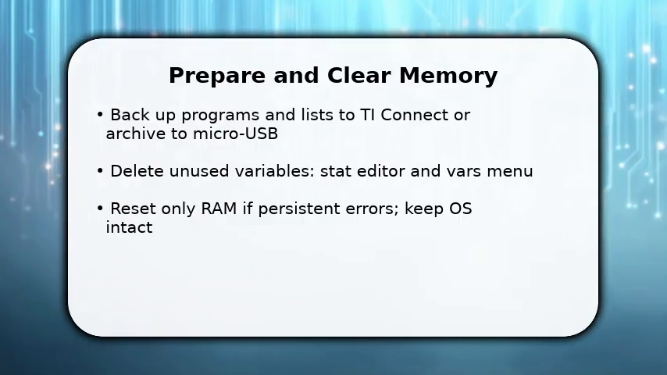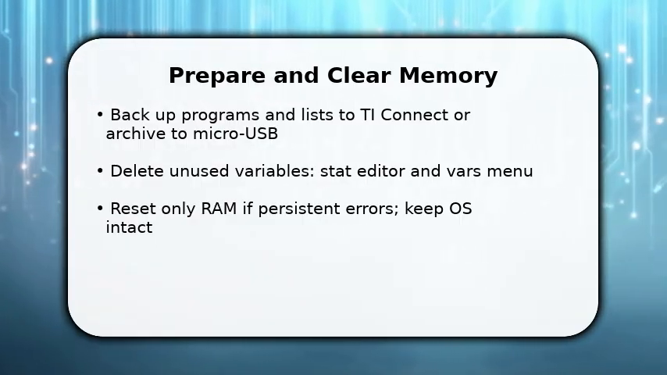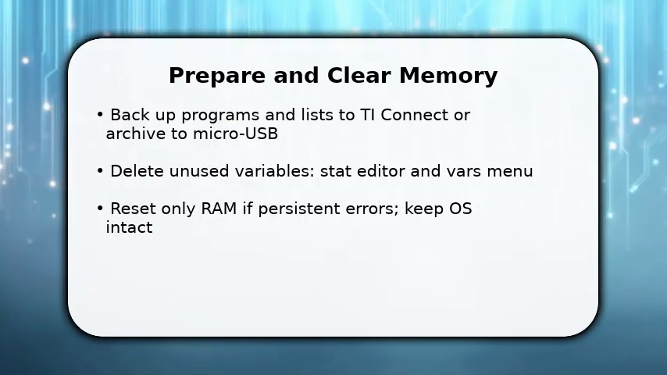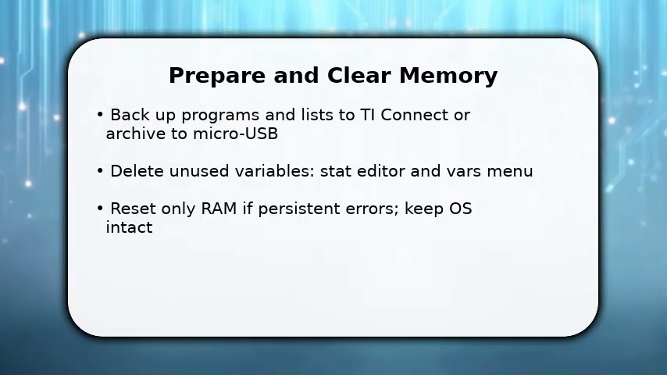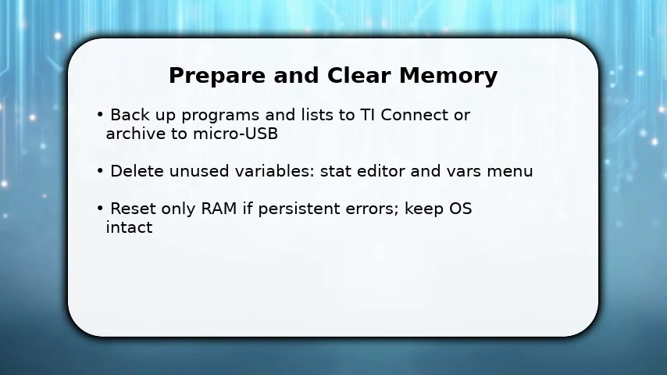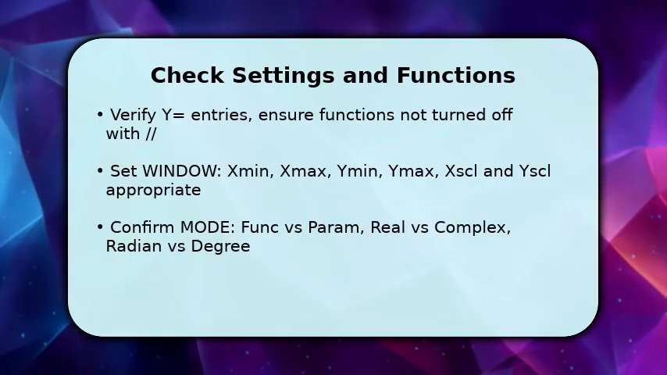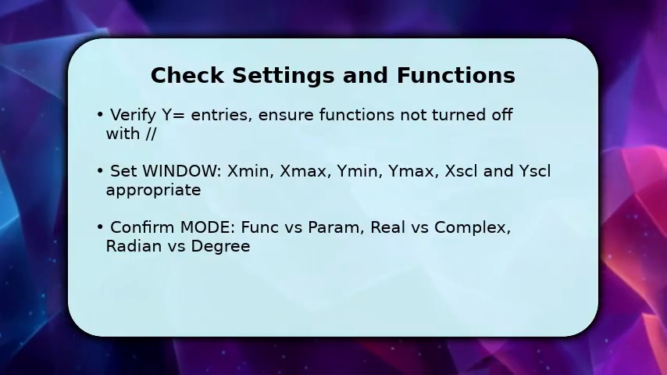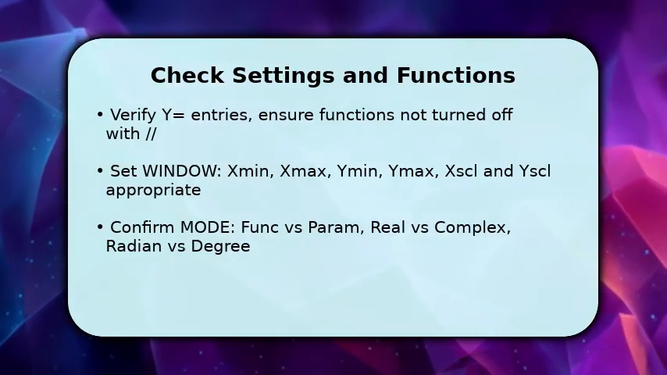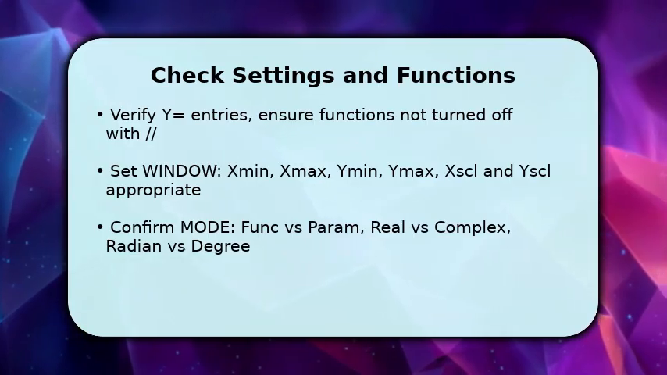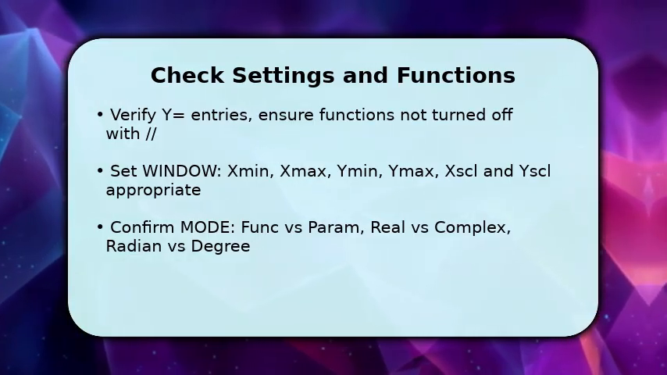Make sure to choose Reset RAM, not OS, because that clears settings that commonly break plotting without reinstalling the operating system. Now inspect the graphing configuration and the functions themselves. Open y equals and ensure each equation is correctly entered and not prefixed with a comment symbol or accidentally disabled. Small typos change the plot.